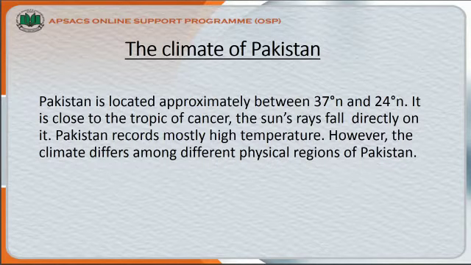The climate of Pakistan. Pakistan is located approximately between 37° north and 24° north. Since it is close to the Tropic of Cancer, the sun's rays fall fairly directly on it. Pakistan records mostly high temperatures and is counted among the hotter countries of the world. However, the climate varies between the different physical regions of Pakistan because they are located at different latitude, altitude, and distance from the sea level.